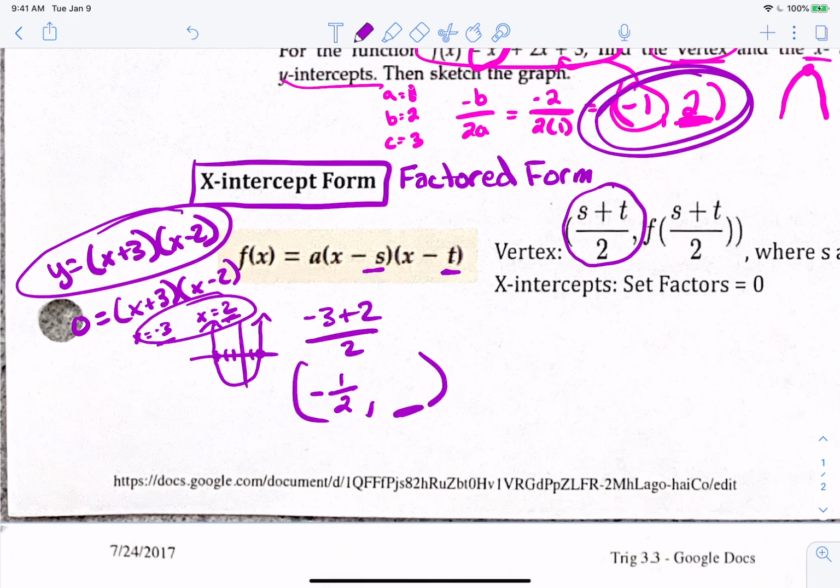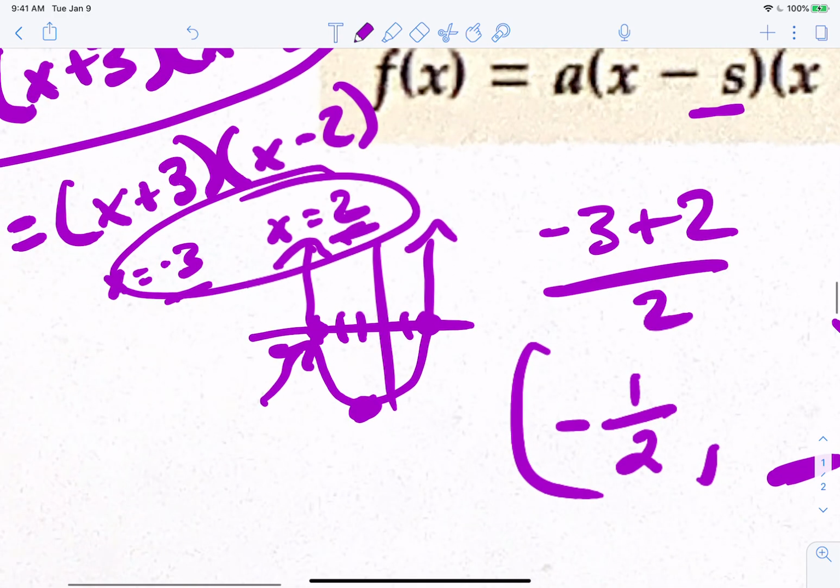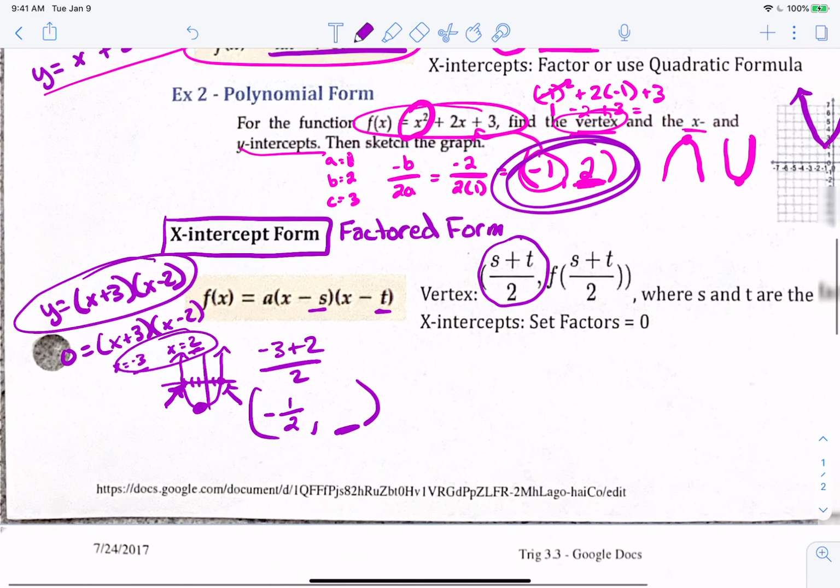So s plus t divided by 2: you just take your two factors where it crosses and divide it in half, because my vertex, or the low point here, should be halfway between these two points. Isn't that the way that should just work? Halfway between those two. So I add them together and divide by 2, and that will give me my vertex.